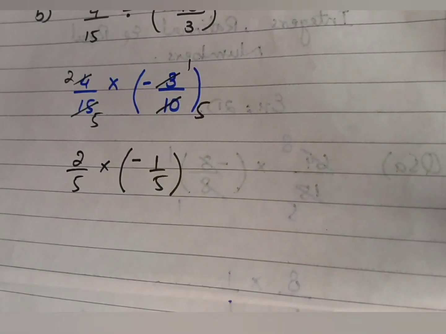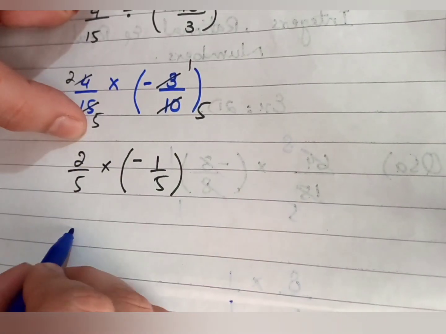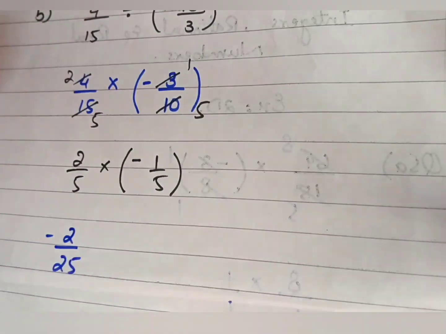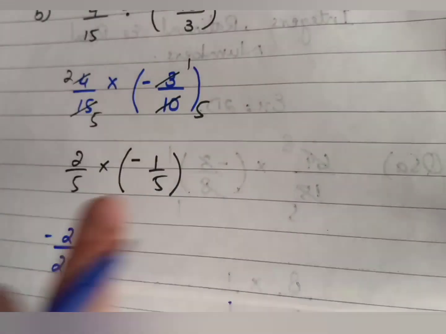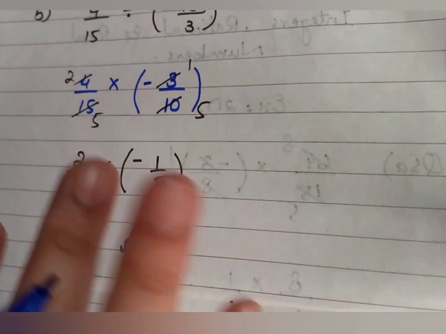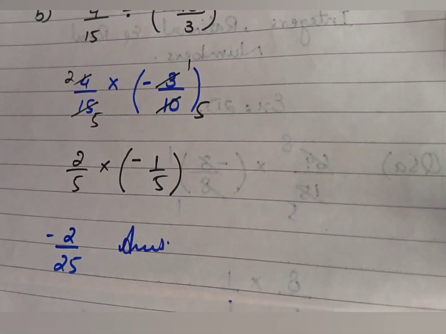Now in the next term we just have to multiply our terms. 2 1s are 2 and plus minus minus, 5 5s are 25. So in the answer we get the proper fraction, so there is no need to simplify this more. It is all done with part B. Now we'll do part C.